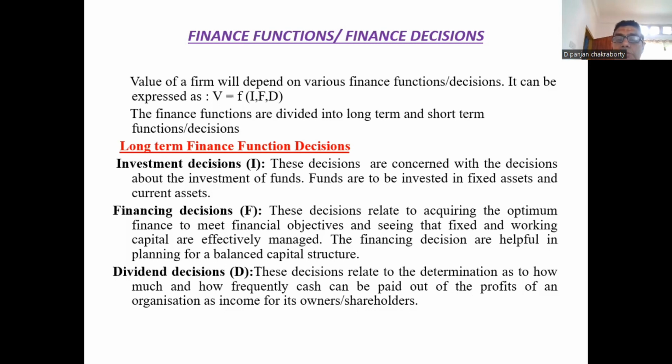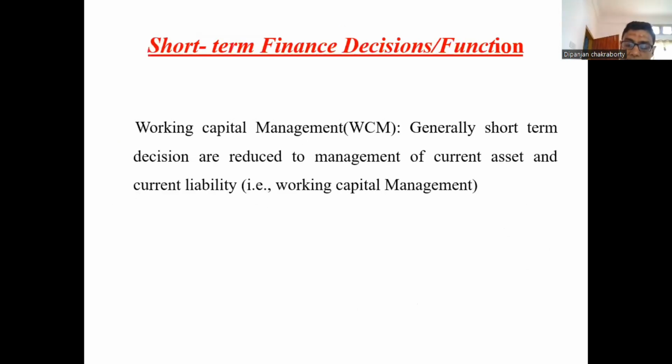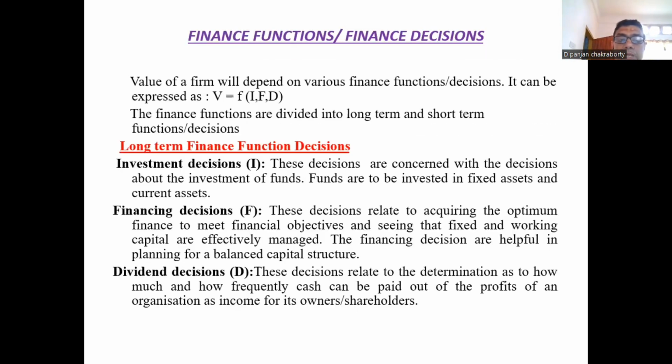Then financing decisions. These decisions relate to acquiring the optimum finance to meet the financial objectives and seeing that fixed and working capital are effectively used. Fixed capital and working capital must be effectively managed. The financing decisions are helpful in planning for a balanced capital structure. If a finance manager can well define the finance decisions, then this will help him in planning a balanced capital structure. This balanced capital structure is a proper mixing of debt and equity.